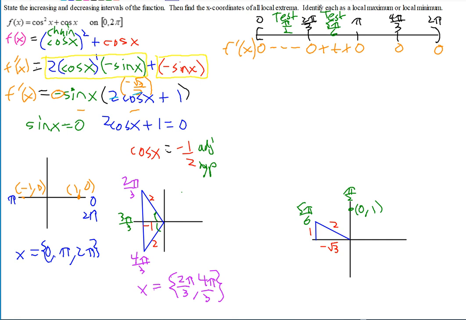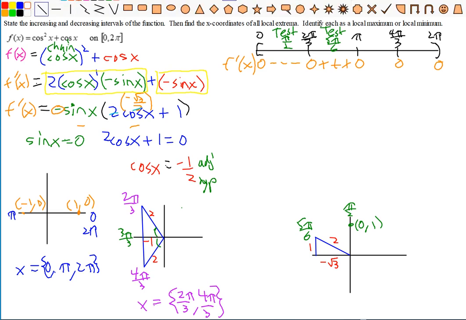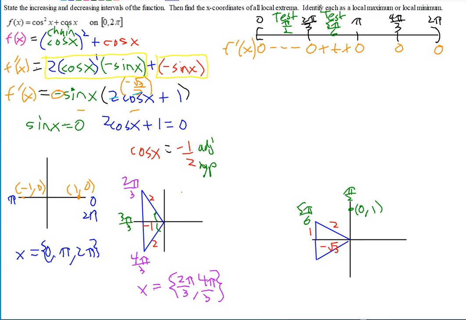Then we have to test something between pi and 4 pi over 3. So here, since we already used 5 pi over 6, the easiest one to use would be 7 pi over 6. It's almost the same triangle. This is still negative root 3. This is still 2. The only difference is this is negative 1. So let's test 7 pi over 6.